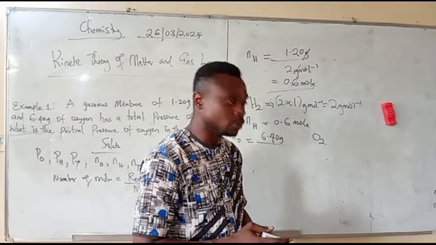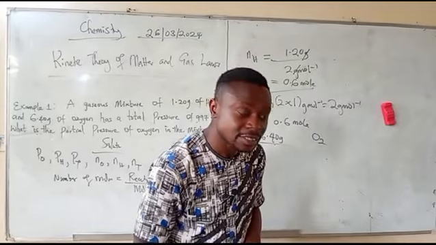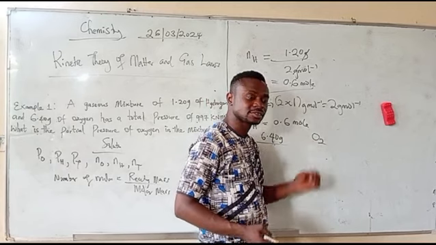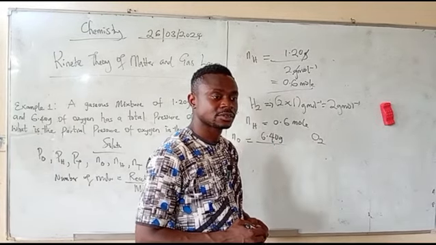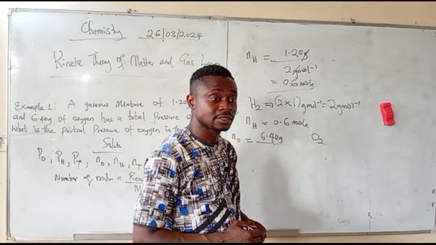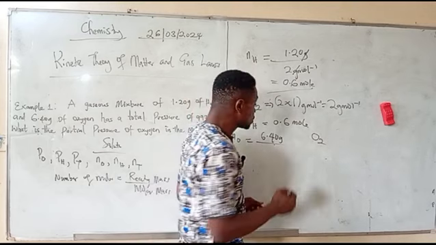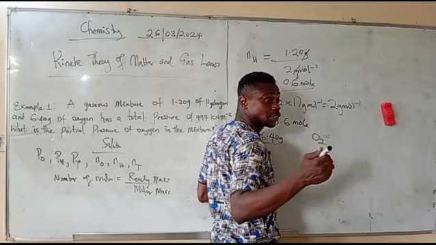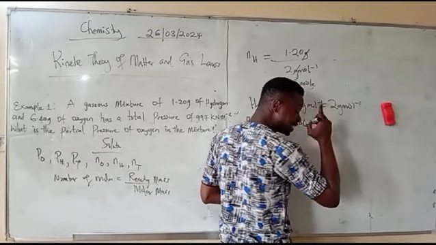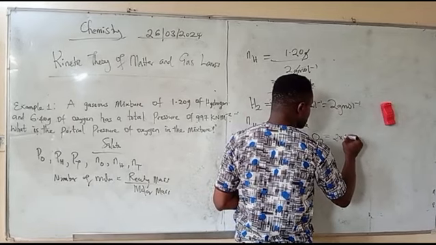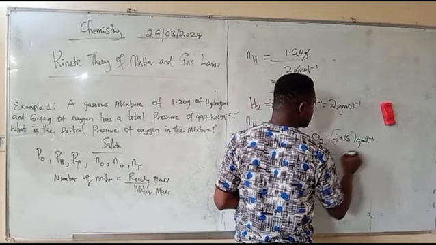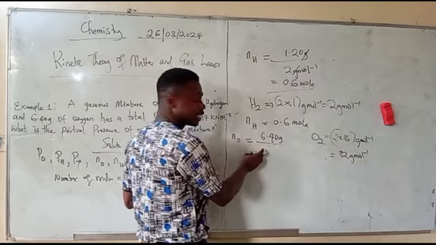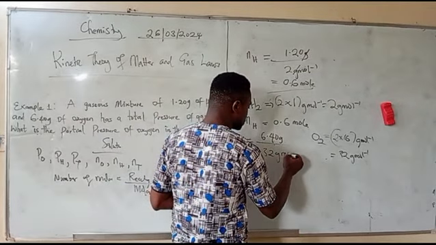So what's the atomic mass of oxygen? 16. So the molar mass of O2 is 2 times 16, everything in gram per mole, which is 32 gram per mole.